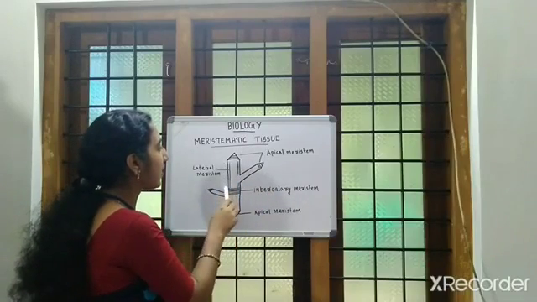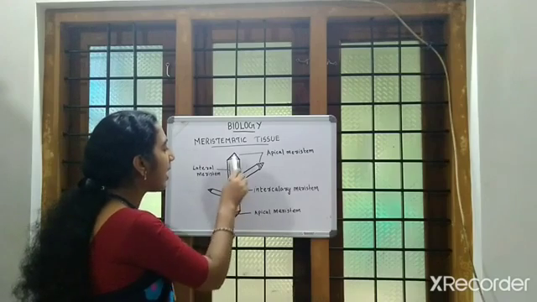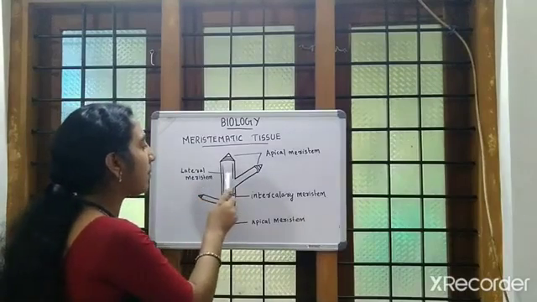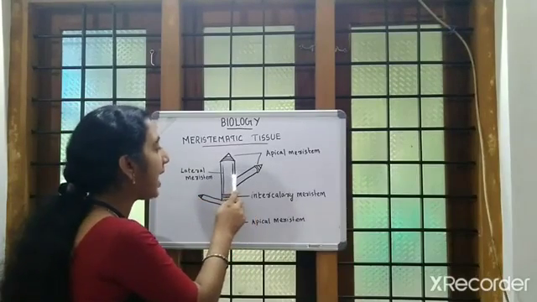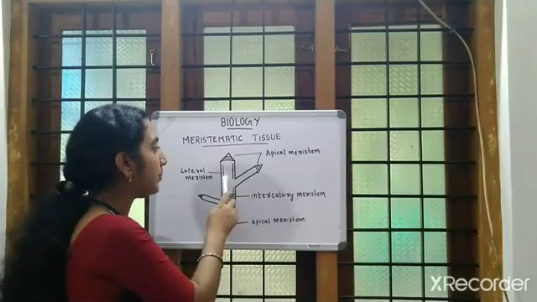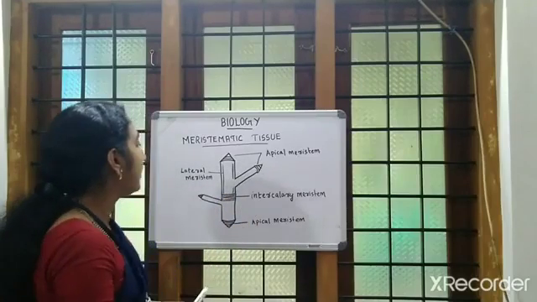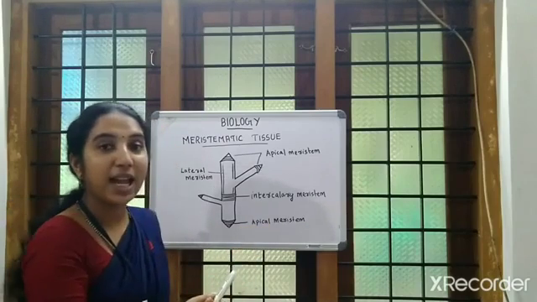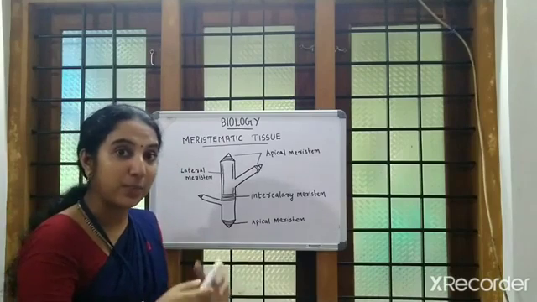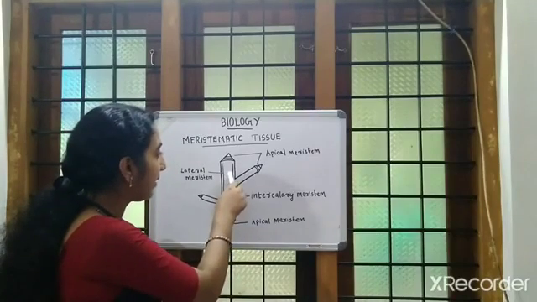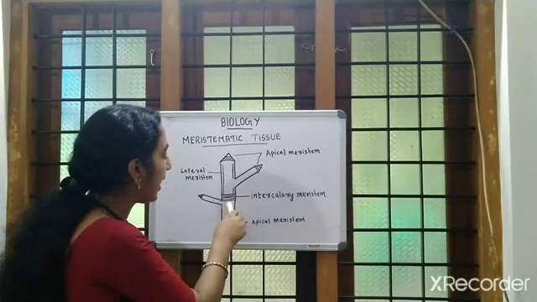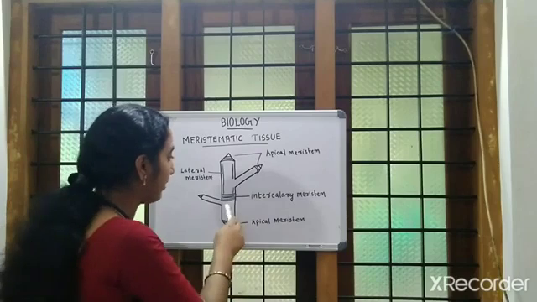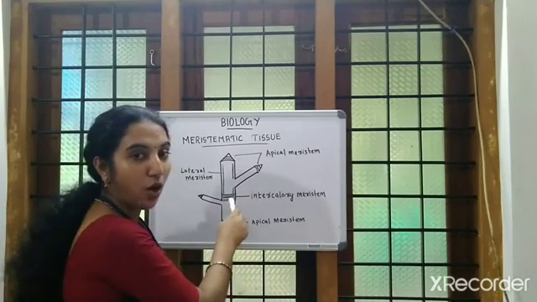And the lateral meristem is seen inside the shoot. So, the division of lateral meristem helps to increase the girth of the plant body. Girth means thickness. Then now we come to the intercalary meristem. Intercalary meristem is seen between the nodes. We can see some thick portions in the plant body. They are nodes. And the intercalary meristem is seen between the nodes.